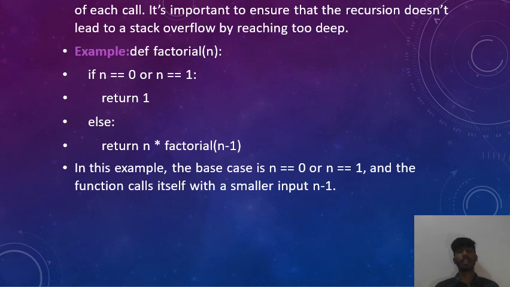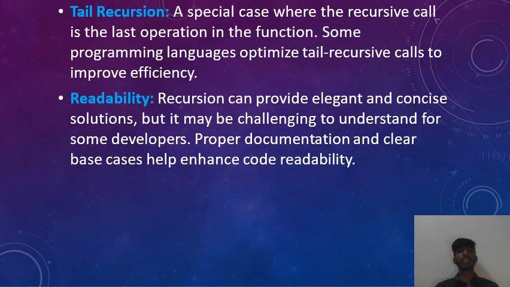Example, factorial. If n is equal to 0 or n is equal to 1, return 1. Else return n times factorial of n minus 1. Tail recursion, a special case where the recursive call is the last operation in the function. Some programming languages optimize tail recursive calls to improve efficiency.